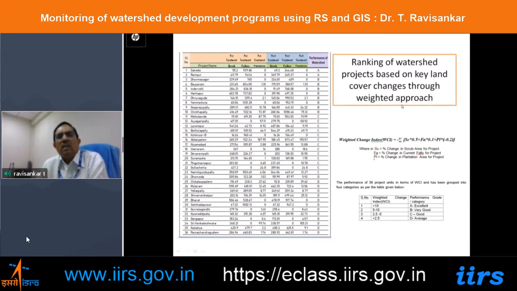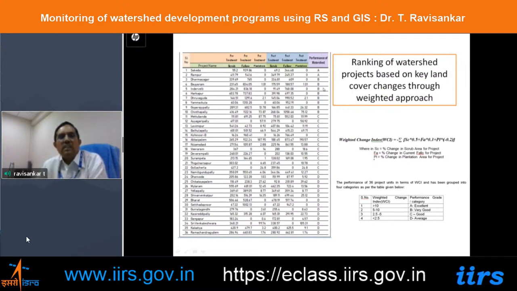And here we have developed a ranking of watershed projects based on key land cover changes through a weighted approach. Here is the formula. We have taken change in scrub area, change in current fallow lands, and plantations. Once the index is arrived at, if the index value is greater than 10, we call them A. Particularly these two watersheds come under the A category. B is very good, 5 to 10, then 2.5 to 5, and less than 2.5 is the average improvement, or ranks have been given.